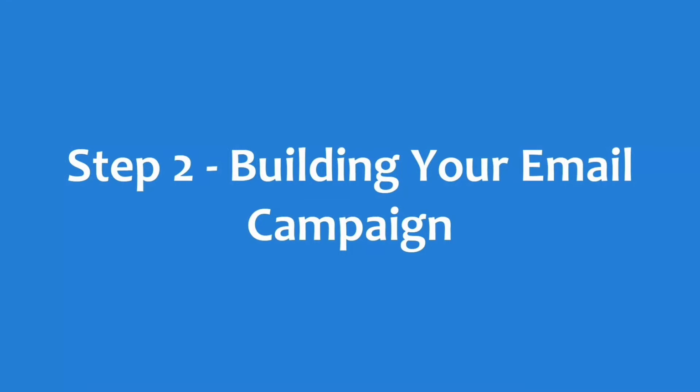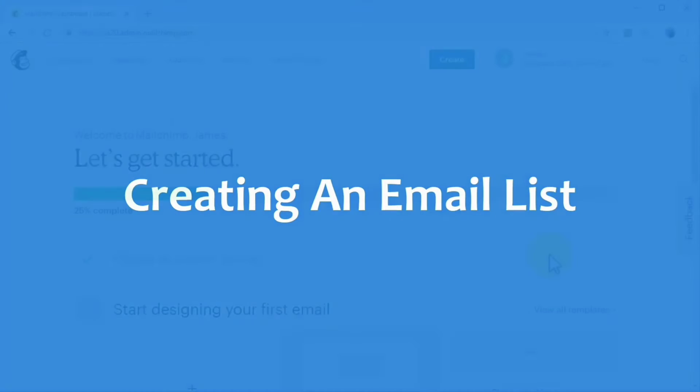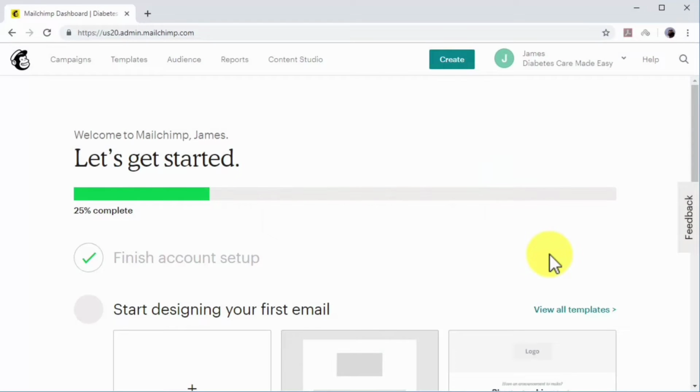Step number 2. Building your email campaign. Creating an email list. You need to create an email list to collect the email addresses of people to sign up to your mailing list. An email list is simply a database that connects to your sign-up forms. When a lead enters their email address into the sign-up form, it is saved to your email list. The easiest way to create an email list is with an email marketing service.